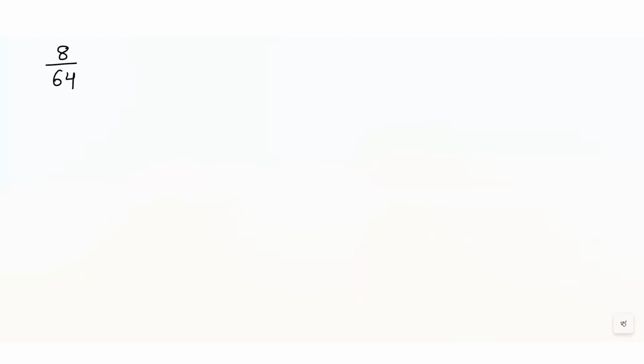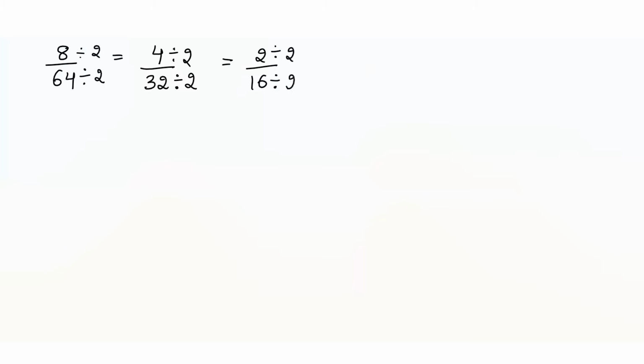Now since 8 and 64 both are divisible by 2, I will write down here divided by 2, divided by 2. So 8 divided by 2 is 4, 64 divided by 2 is 32. Divided by 2, divided by 2 again because 4 and 32 are divisible by 2. I'll get here 2 over 16. Again, I can divide it with 2 because 2 and 16 both are divisible by 2. I'll get here 1 by 8.